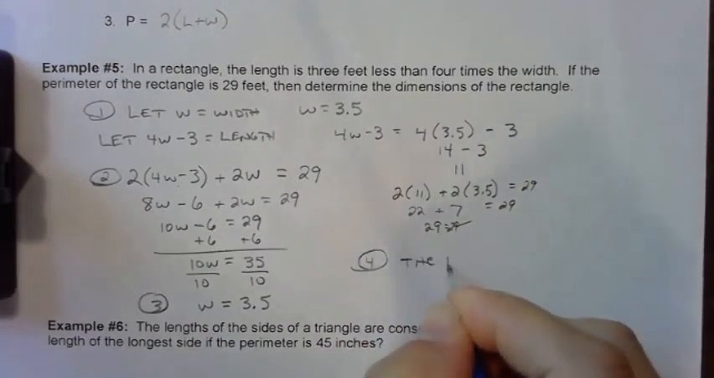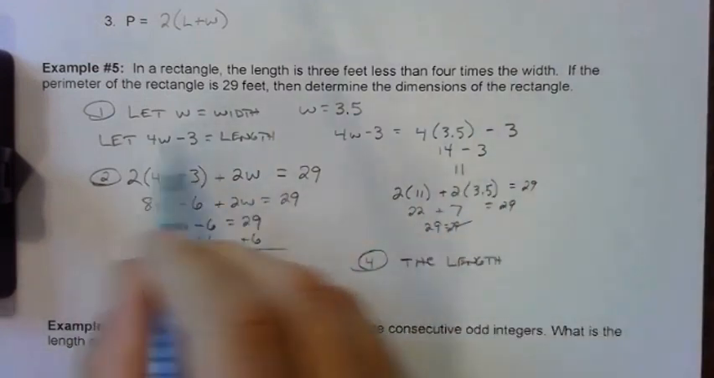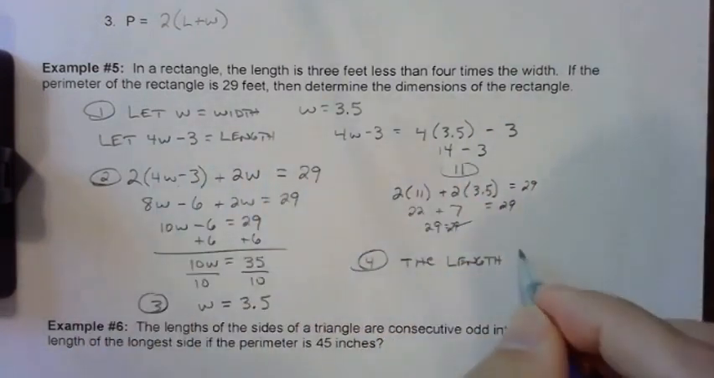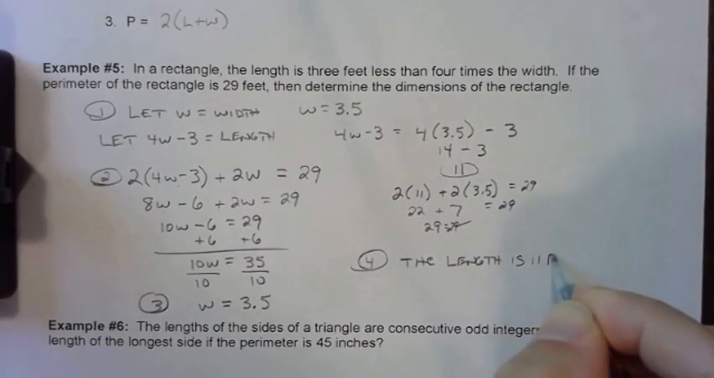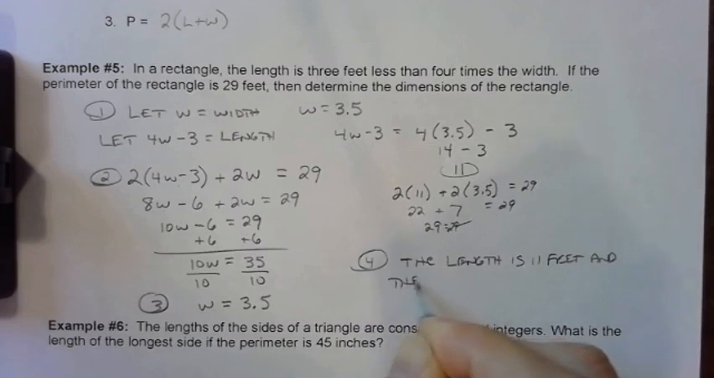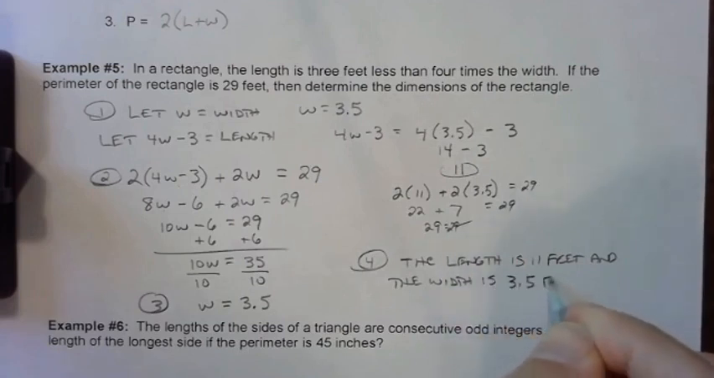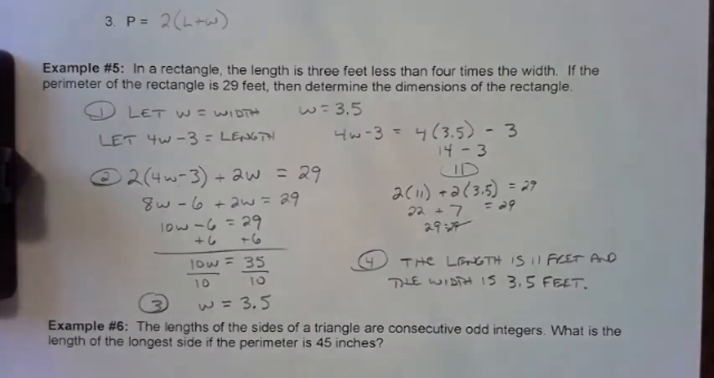Okay, so now we can say here in our last step, our little sentence here, the length is going to be, well, we just said that was the 11. The length is 11 feet, and the width, which was our W up above, is 3.5 feet. All right, the length of the rectangle is 11 feet, while the width is 3.5 feet.